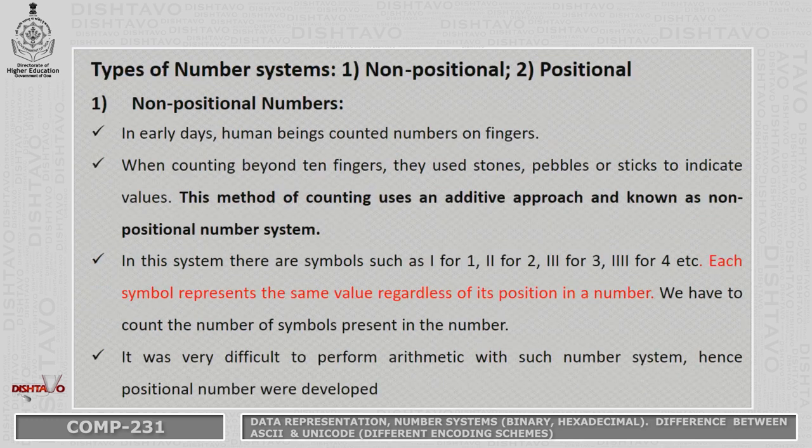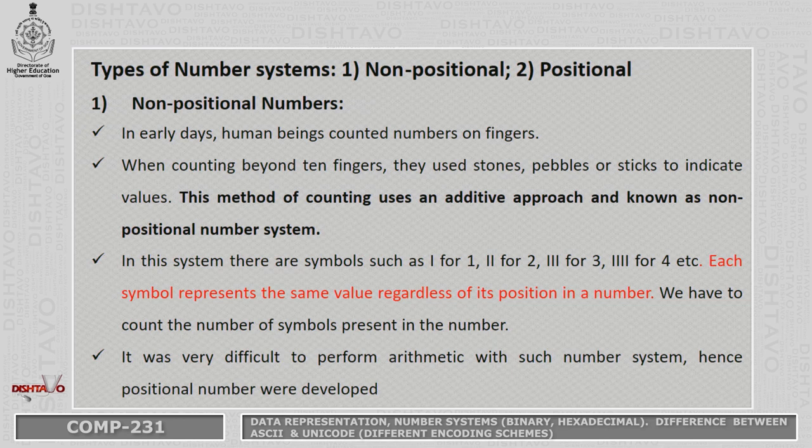Next is the types of numbers. We can classify numbers into two types, the non-positional number and positional number. Non-positional numbers: in early days human beings counted numbers on fingers. When counting beyond 10 fingers, they used stones or pebbles or sticks to indicate the values. This method of counting uses an additive approach and is known as the non-positional number system. So I can use one line for number 1, 2 lines for second number, like this.